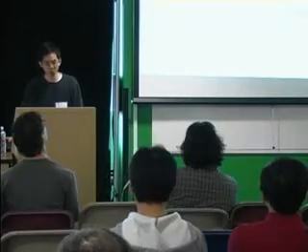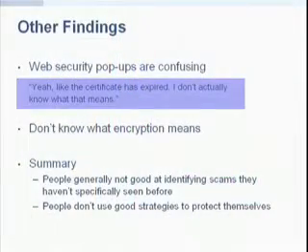Also, most people don't know what encryption means. So if you're using that kind of terminology inside of your system, it turns out most people just didn't understand what it meant and what the implications were. So the quick upshot of all of this, these studies and these interviews we did: first, people are generally not good at identifying scams they haven't specifically seen before. So again, people's knowledge of these scams is very fragile. They're not very robust to the strategies. People don't use good strategies to protect themselves.